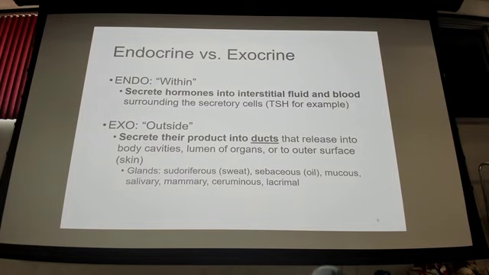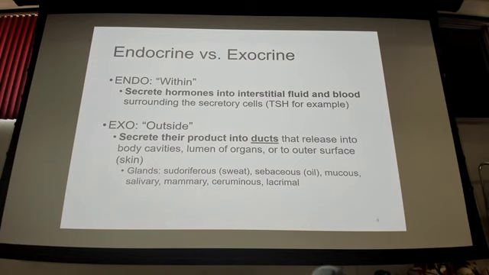What does that mean? Endocrine means it's putting its stuff directly into the blood or interstitial fluid, all right? There's no ducts. Exocrine means it's going into a duct, usually to be excreted to the outside of the body. Usually, not always. Mucus glands, sweat glands, things like that are exocrine glands. All right. Some of our organs have endocrine and exocrine function.